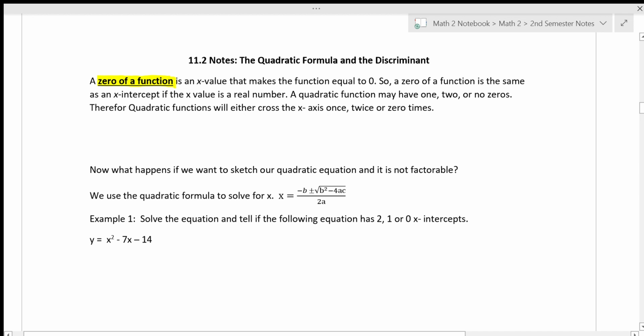So, a zero of a function is the same as an x-intercept if the x value is a real number. So that's what we've been talking about. When we have x-intercepts, we have real solutions, and when we can't find that x-intercept, we call it no real solutions. We're not going to get into imaginary yet, but that is coming. And then as we've identified, a quadratic function could have 1, 2, or no zeros, right? So we could have 1 x-intercept, 2 x-intercepts, or 0 x-intercepts.